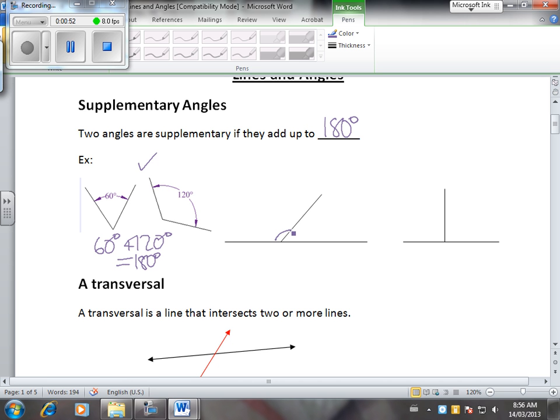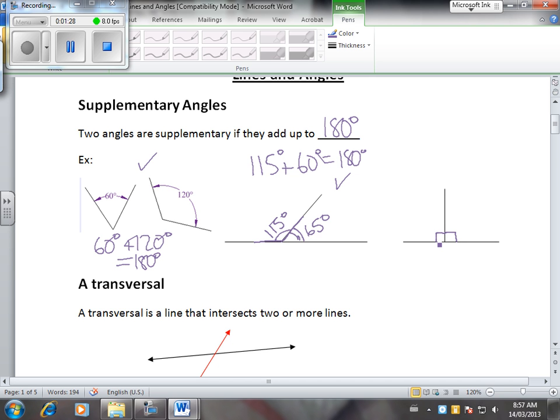If I told you that this angle was 115 degrees, what kind of angle is this? Since it's a big wide angle, hopefully you said an obtuse angle. And the other angle is 65 degrees. Let's see. 115 degrees plus 65 degrees equals 180 degrees. Yep, supplementary. And then our last one, if you look, this makes a perpendicular or a right angle.